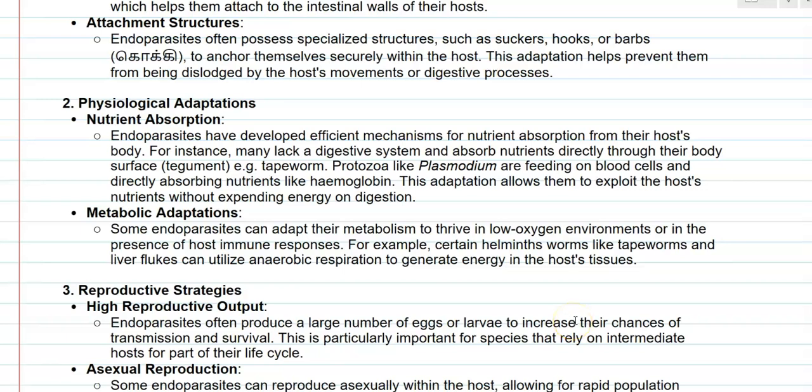Next one is metabolic adaptations. Some endoparasites are able to adapt their metabolism to survive in a low oxygen environment, which is the typical condition existing in the intestinal regions. At the same time, they need to evade the host immune responses also for their survival. An example here is the helminth worms like tapeworms and liver flukes, which are able to utilize anaerobic respiration, a novel kind of respiration, under the low oxygen conditions prevailing in the intestinal regions of the host.